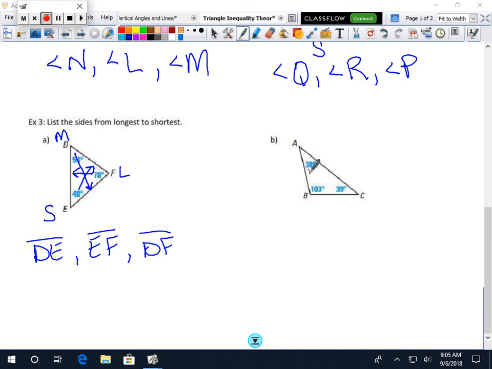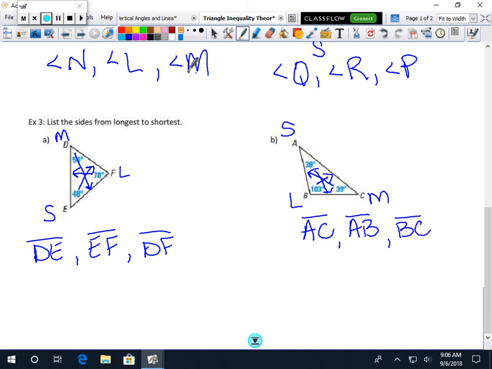Looking at example B here, my largest angle is 103, which is angle B. My medium angle is 39, which is angle C. And my smallest angle is 38, which is angle A. Across from the largest angle is the largest side, which would be side AC. Across from the medium angle is the medium side, which is side AB. And across from the smallest angle is the smallest side, which is side BC.